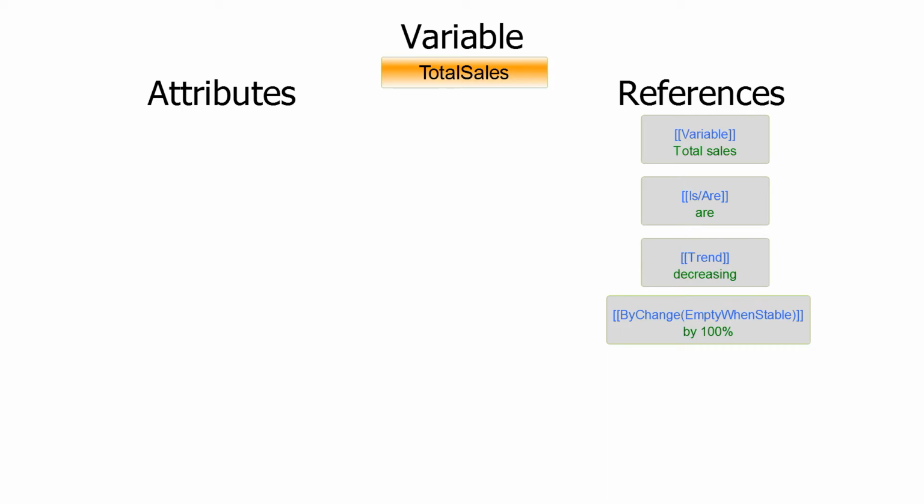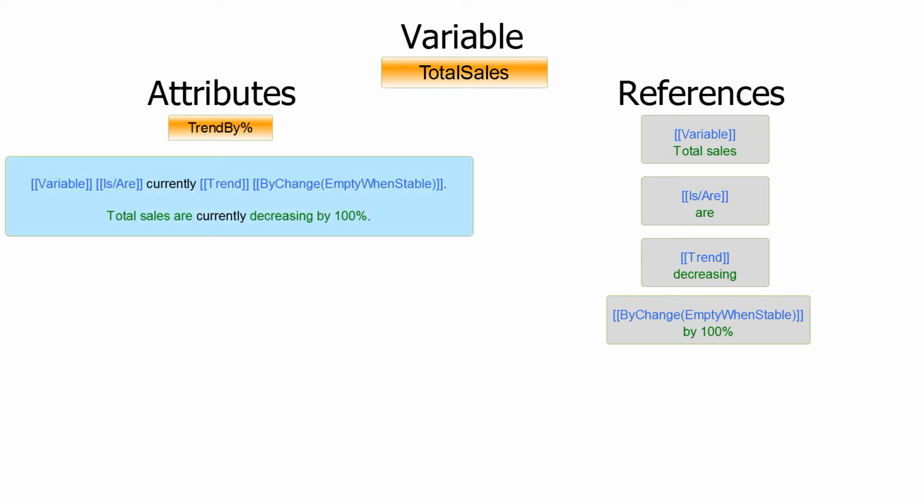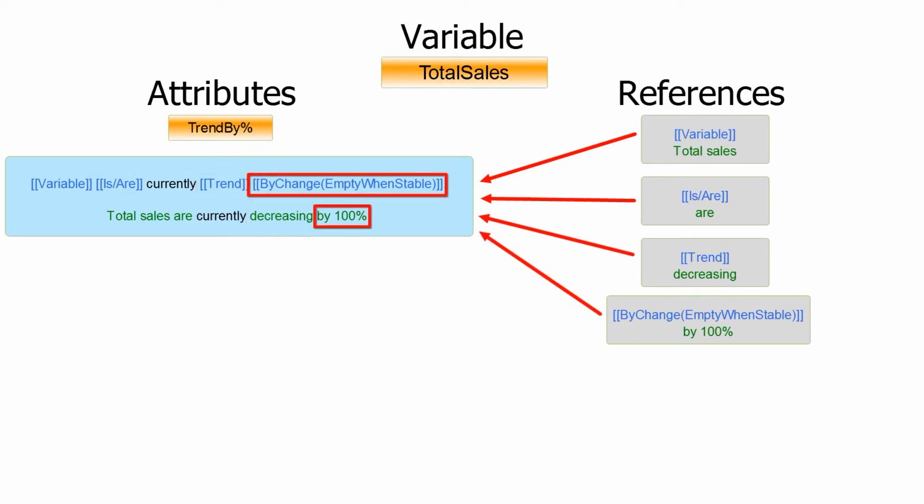An attribute is basically a plain English statement about the data, or in this case, about total sales. Let's look at the attribute trend by percent. Attributes can use one or more references to build a cohesive statement. By using these references, the statement can change and still be meaningful as the underlying references change with the data. Notice how these references are used by this attribute. Even though they are taken in as bits and pieces of the overall sentence, the end result is that we have a real sentence that describes the total sales according to our data.